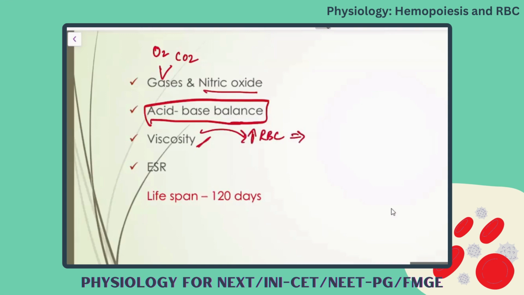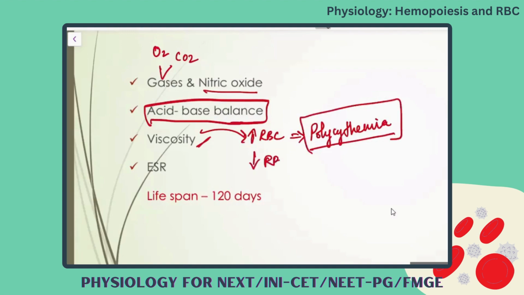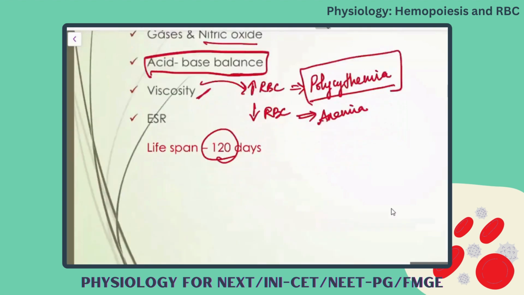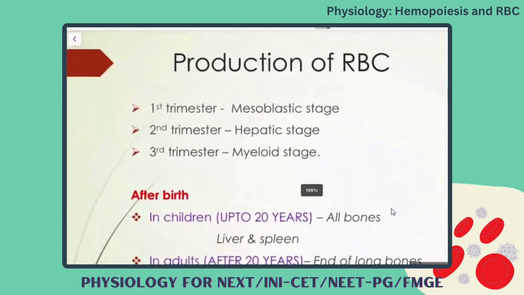What do you call it as? What? Erythrocytosis, polycythemia, leukocytosis, thrombocytosis. Specifically, you will term an increase in RBC as polycythemia. The condition which decreases RBC is erythropenia, anemia. Okay, clear? And the lifespan of RBC is 120 days. We will see what happens after 120 days.